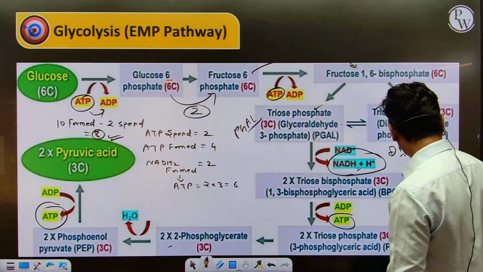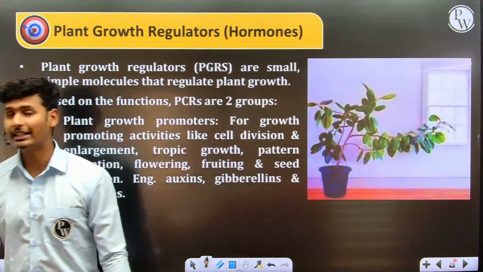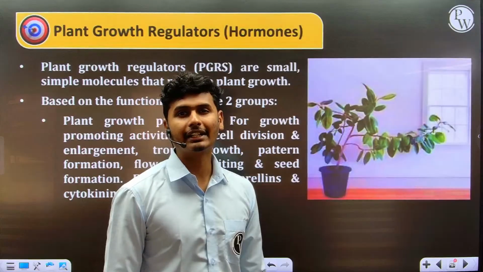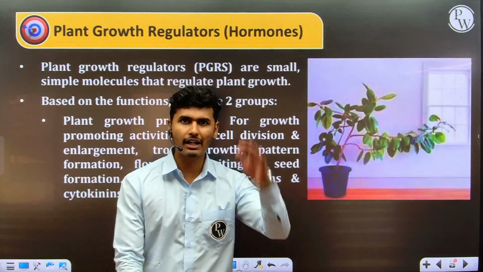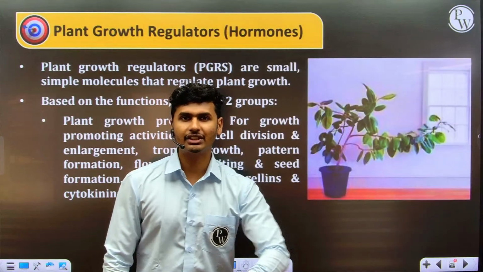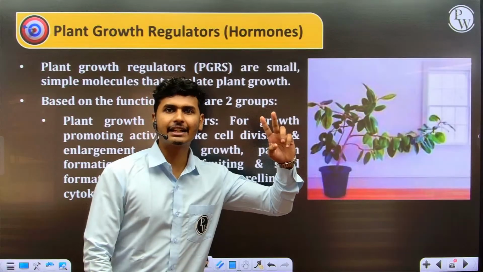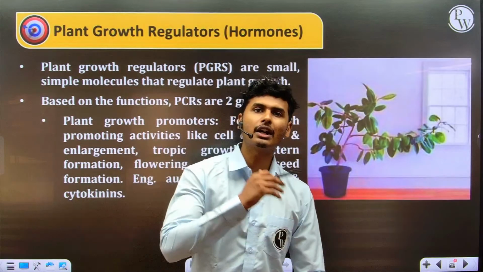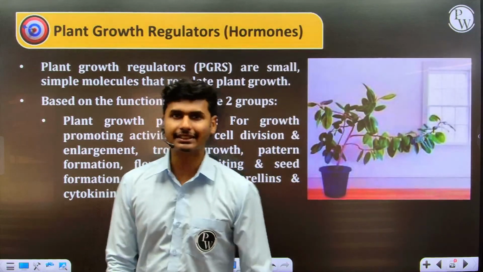Let's discuss the last topic. We have 6 minutes left. The topic is PGR, plant growth regulators. There are 5 types of PGR. 3 are promoters and 2 are inhibitors. Which 3 are promoters? One is auxin, the second is cytokinin, and the third is gibberellic acid. Which 2 are inhibitors? One is ethylene and the second is abscisic acid.